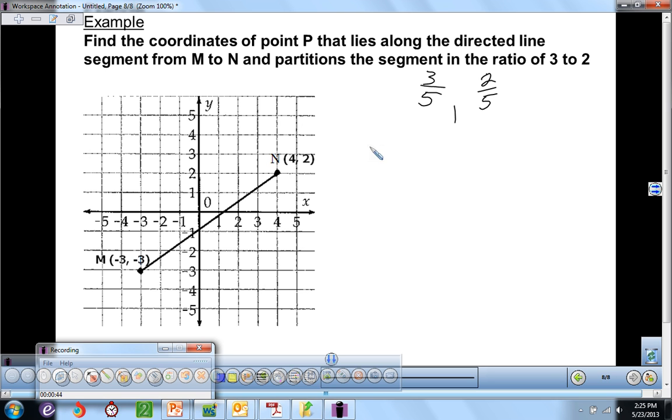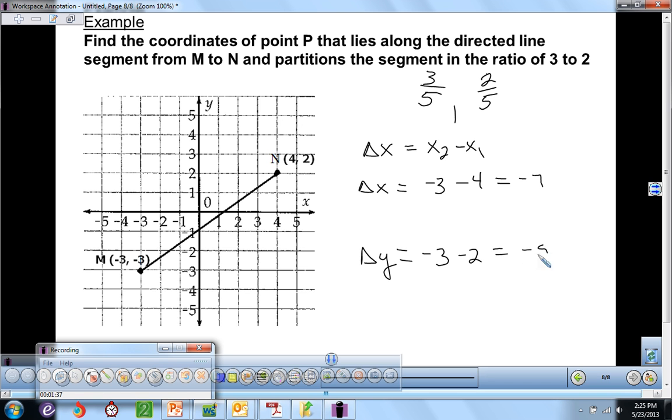Alright, so for 4/2, we're going to do our change in x. Of course, remember it's x2 minus x1. So this will be x1 and y1, and this would be x2 and y2. So we'll use -3 minus 4, and we end up with -7 as our change in x. Then I'm going to do the same thing for the change in y: -3 minus 2, so we end up with -5.